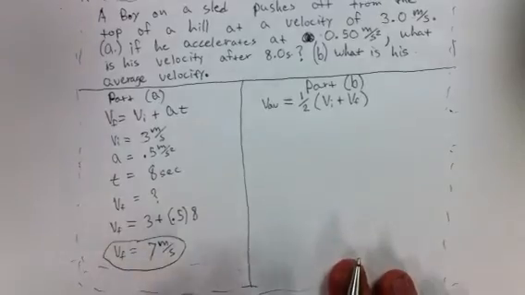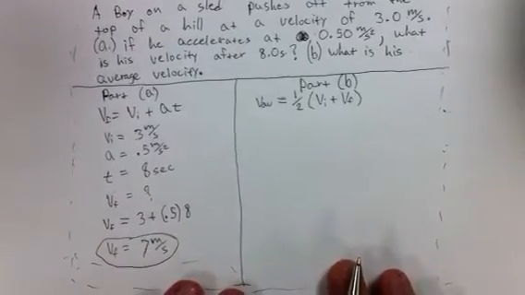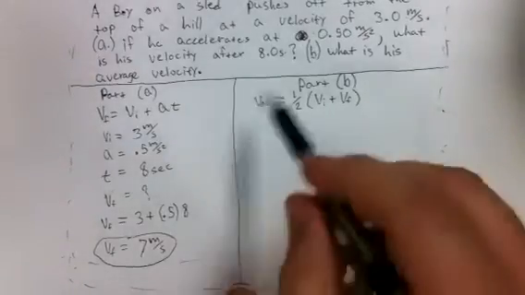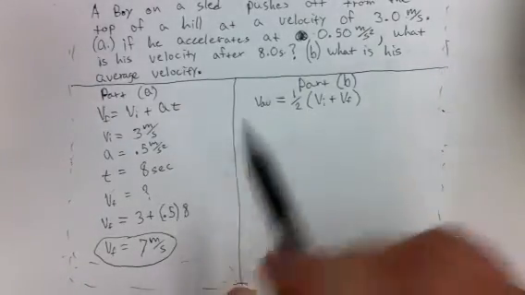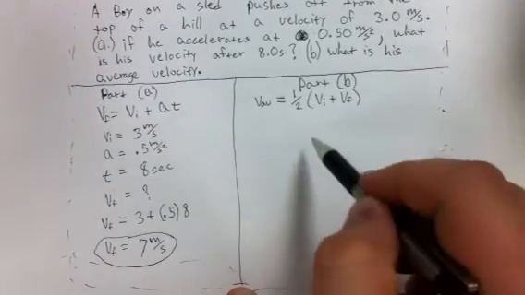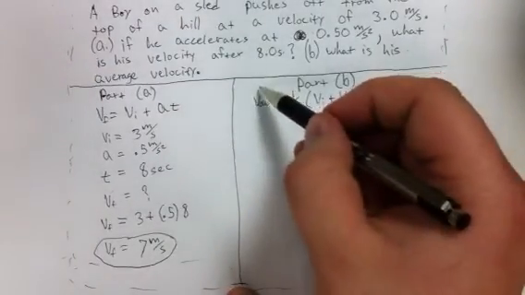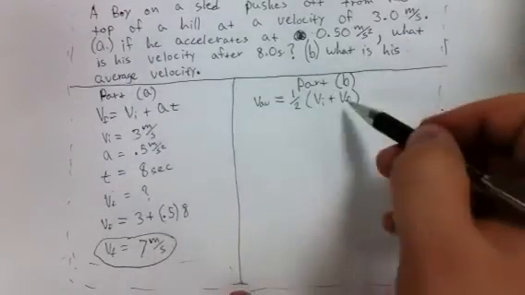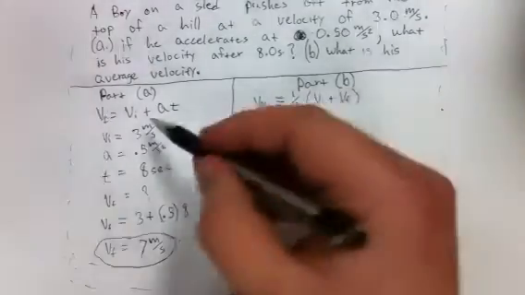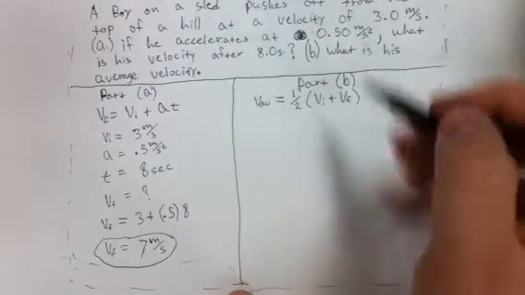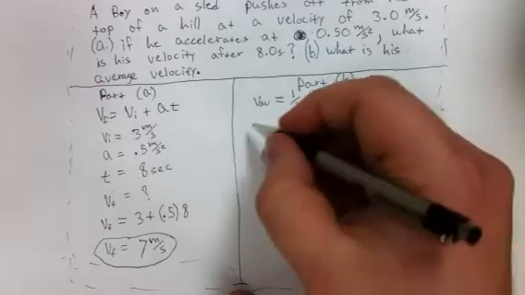Now let's go over to part B. Part B states, what is his average velocity? Now, on the test you'll be given all of these formulas, including this one and this one. If it's asking for the average velocity, obviously you're going to pick the formula that talks about the average velocity. Now we solved for final velocity, and the problem gives us our initial velocity in the initial part of the problem. So let's input those and see what we come up with.